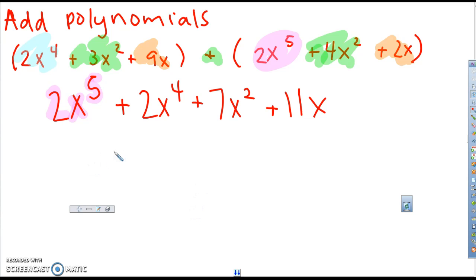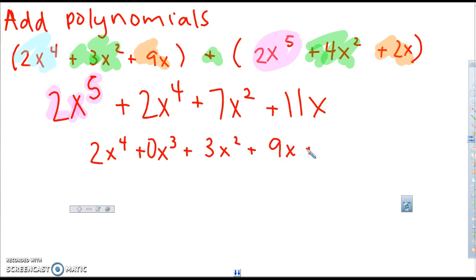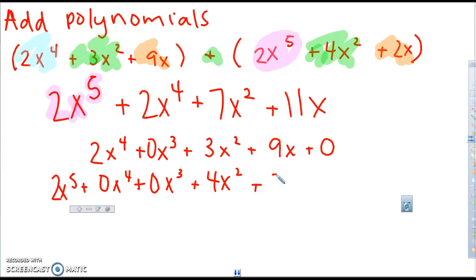I could also do this horizontally, and the horizontal method is a little easier if you are a visual person. So I would line up some factors. 2x to the 4th, I don't have anything that is x cubed, so I'll put 0x cubed, plus 3x squared, plus 9x, plus 0 constant, right? There's no other number. And then I'm going to start with my second one. I have 2x to the 5th, plus 0x to the 4th, because there's no x to the 4th thing here. There's also no x cubed. There is a 4x squared. There is a 2x, and then no constant term, okay?